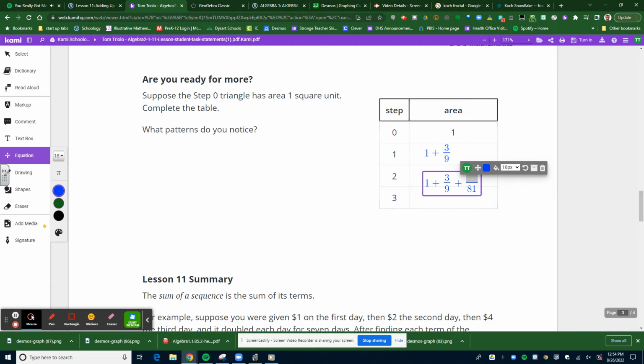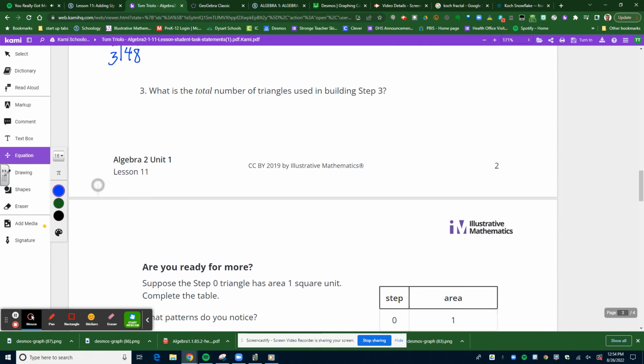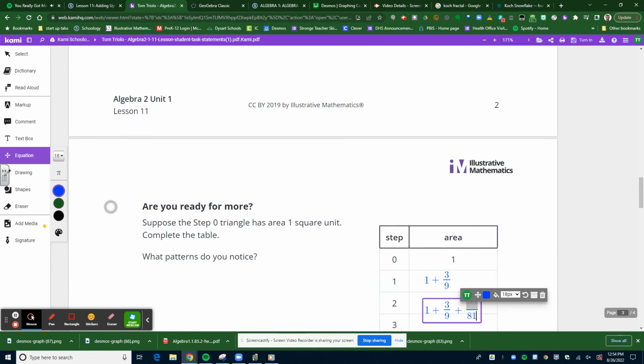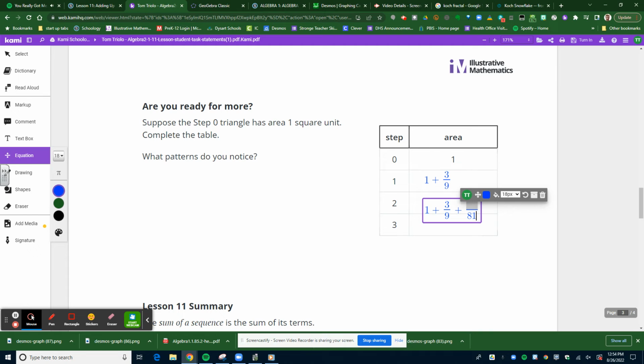No, we just did this. 9. How many new triangles do we got? Just did it. Didn't we just count the triangles? Remember? We just counted them. Okay, so I have 12. Okay. Try to find the next one. You can do this.